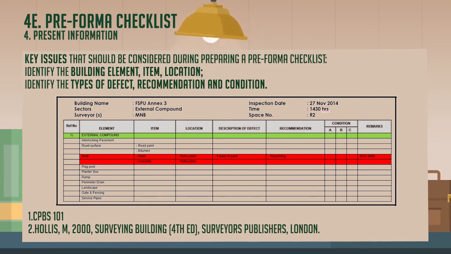So you have to write down in the description of defects column, focusing on the curb, that the paint is faded. And what are the recommendations? You can write down in the recommendation column to repaint or to restore to the existing condition. What condition do you want to tick? Either A, B, or C. In this situation, you can choose C, which is need immediate action. The remarks actually refer to the photos of the defect taken by the surveyor.